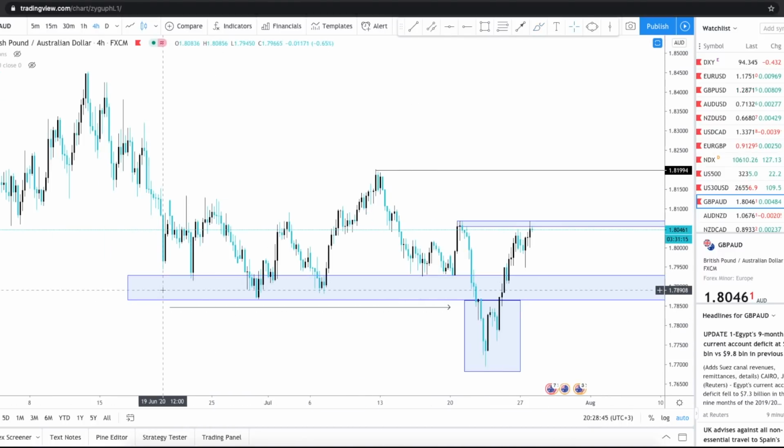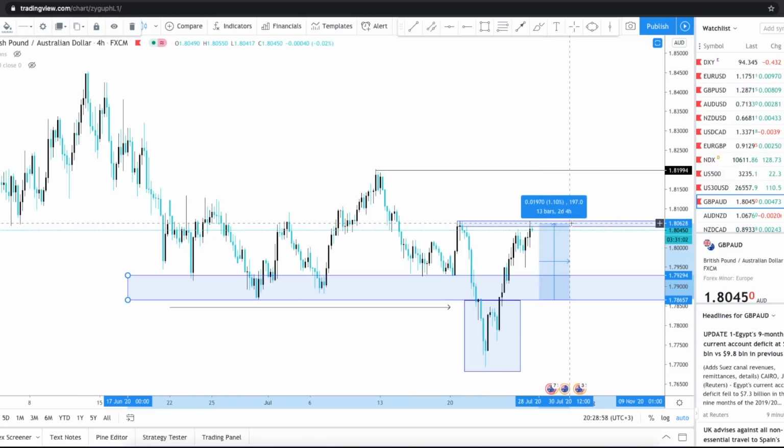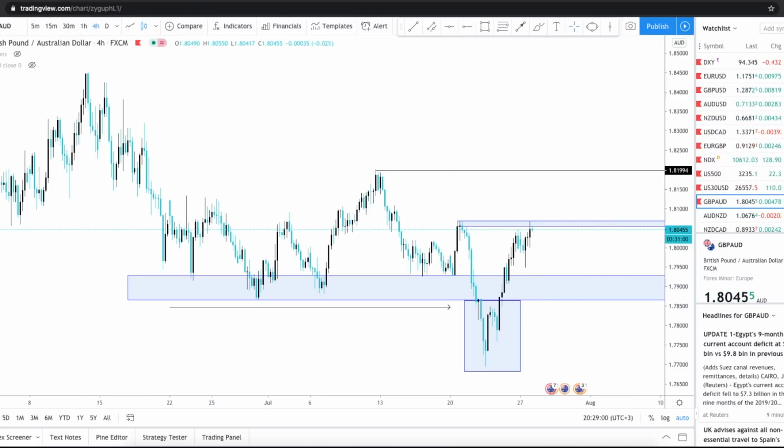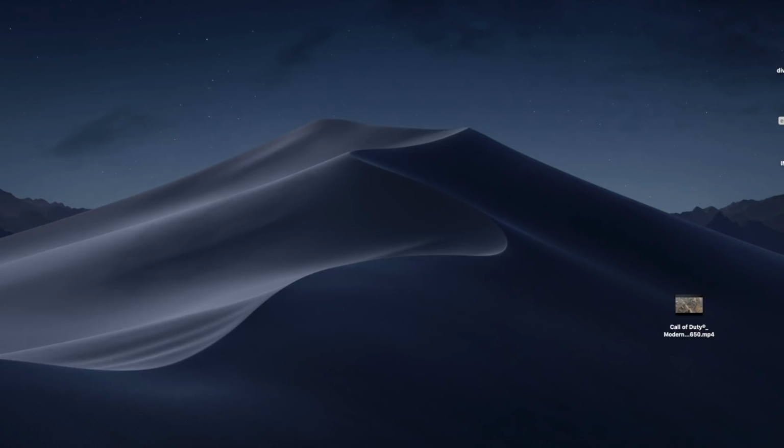Simple as that. This was a support. Market structure got broken, came back in. So this is genius money. They grabbed the equal lows and they came back into this area. And now this was not a small move. This was about 200 pips. And if you don't believe me, call this out.